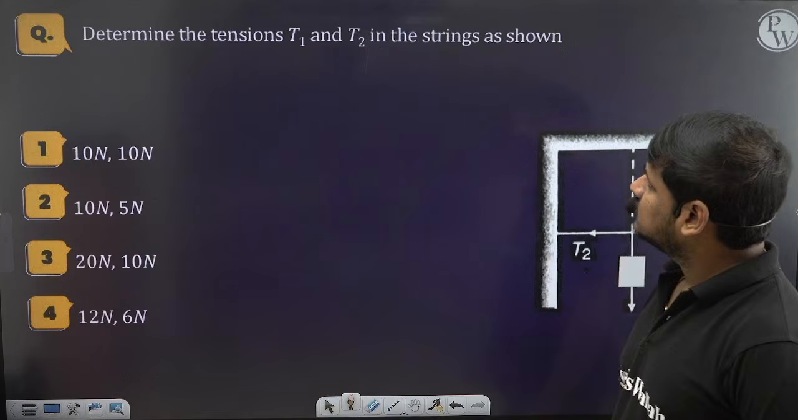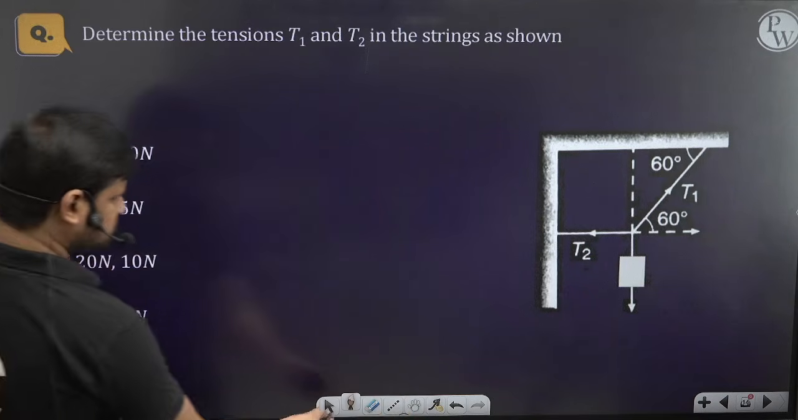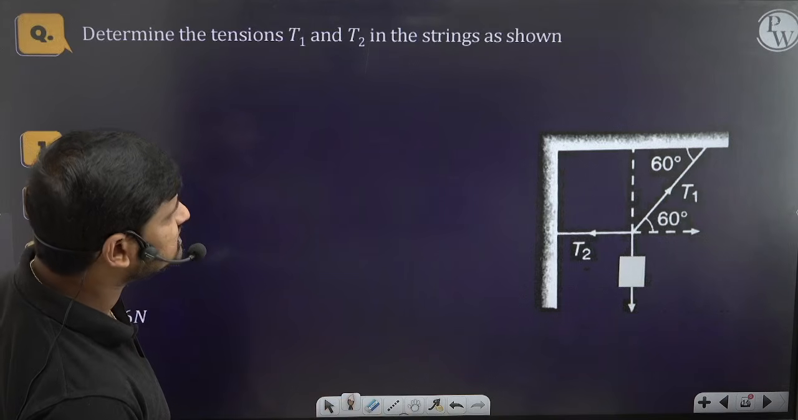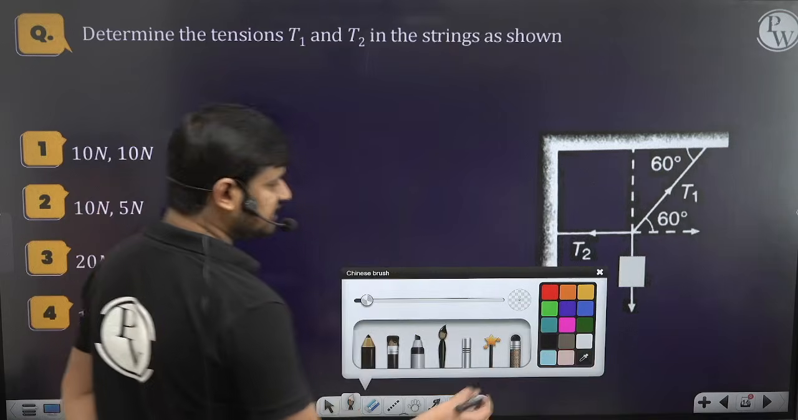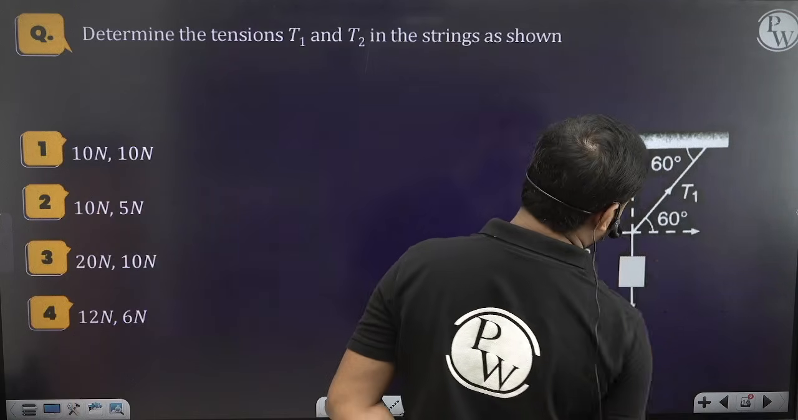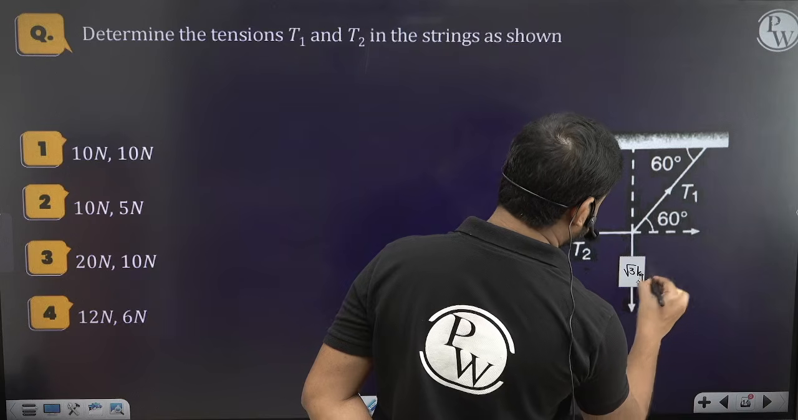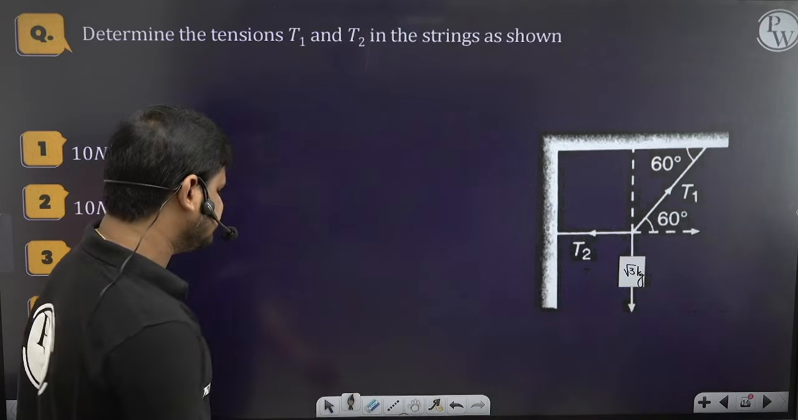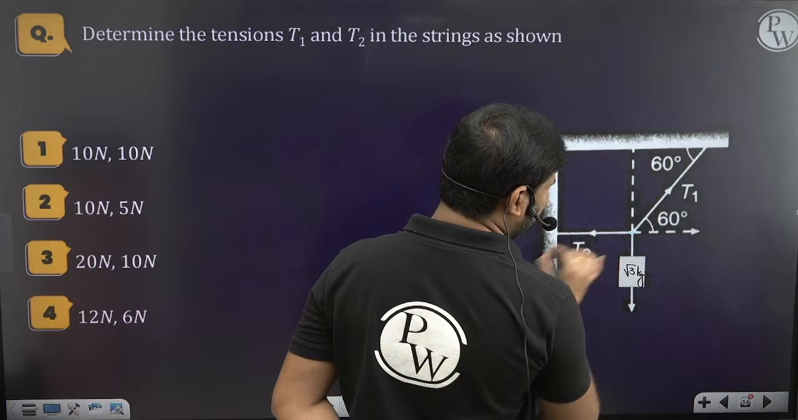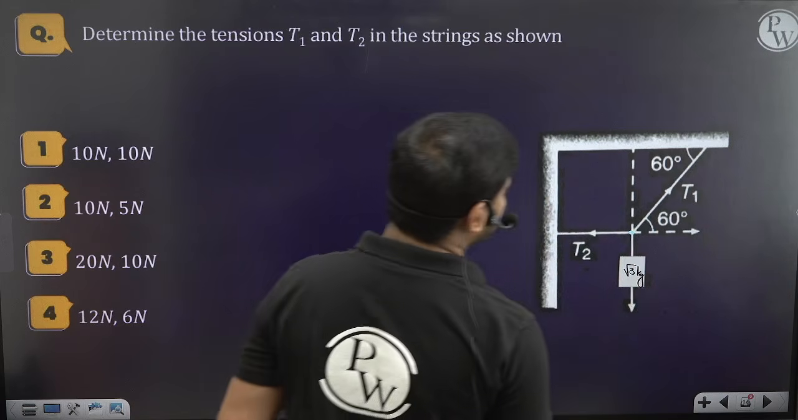Next. These are the equilibrium type of questions. Let's understand them. Determine the tensions T1 and T2 in the strings. See here, this is the T1 force. Here is the object. Consider this as a root 3 kg object. We have 2 forces acting on this body: one is tension T1, and on this side tension T2.